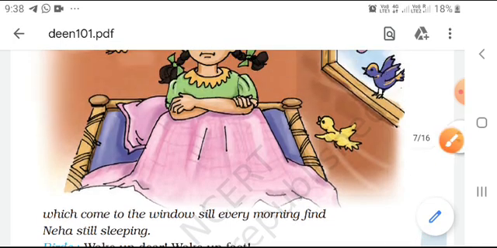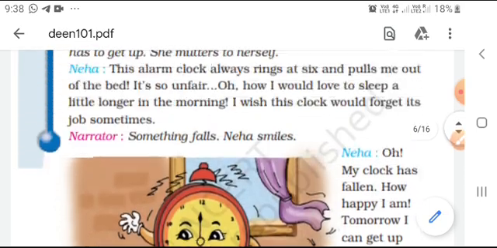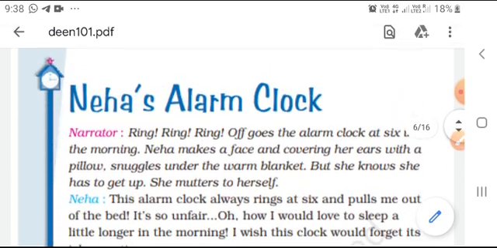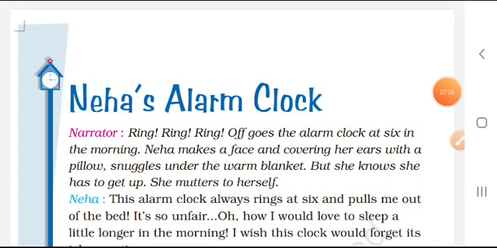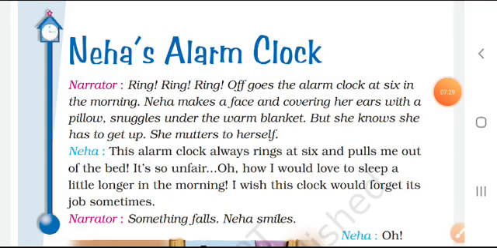Okay, so that is the book reading. After that, we are going to explain this.